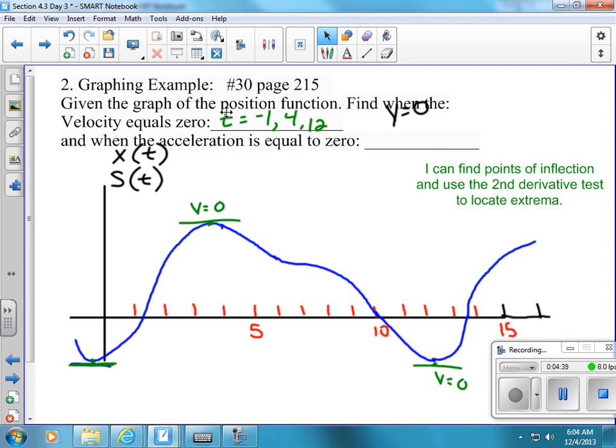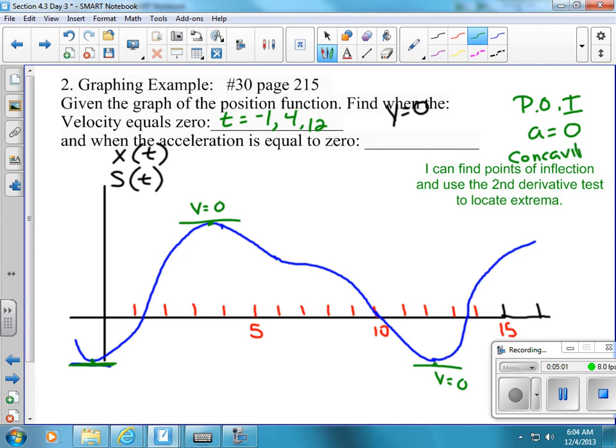And when is acceleration equal to 0? Okay, so remember that acceleration is the second derivative. The second derivative means that when it's equal to 0, we have a point of inflection. When the acceleration equals 0, that means concavity changes. So in this graph, we are going to look at where the concavity changes.